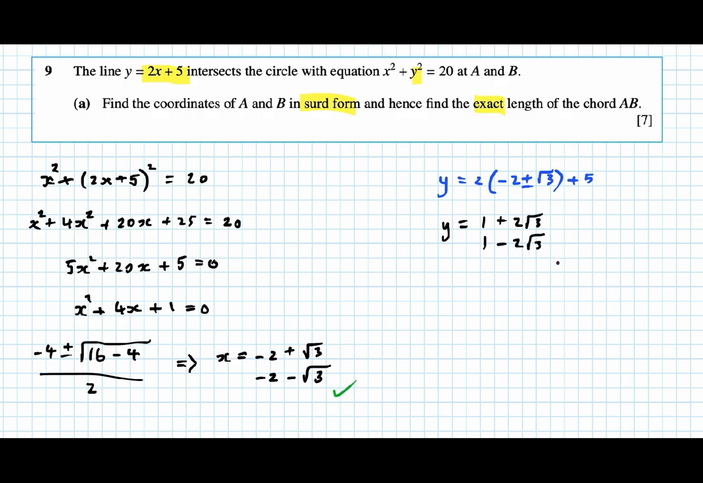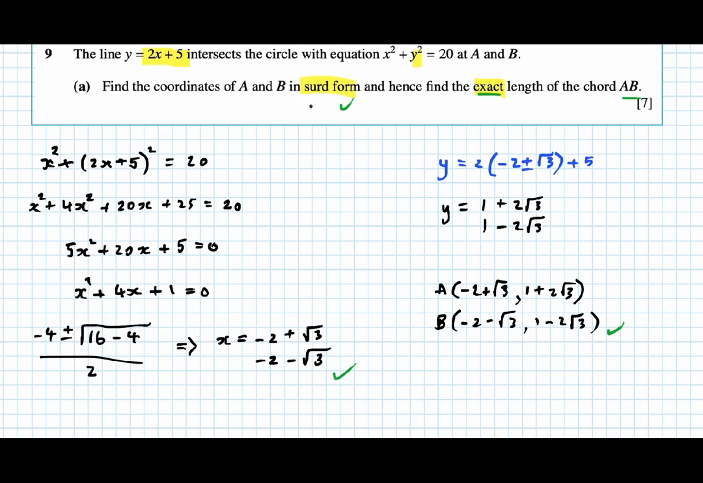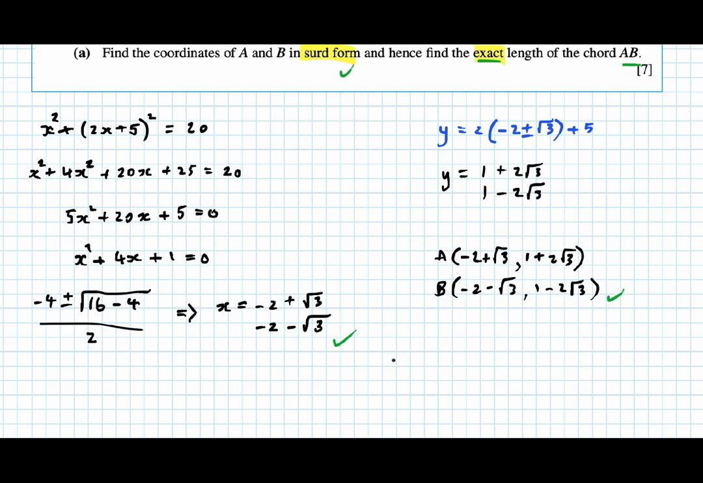I can write them separately there just to make sure you understand. So the coordinates for A are minus 2 plus root 3 and 1 plus 2 root 3, and same for B with the negative. And so hence find the exact length of the chord AB. So we're going to look at our length of the line formula. x2, the second x minus the first one, in brackets, plus y2 minus y1. And again, squaring those two as well.